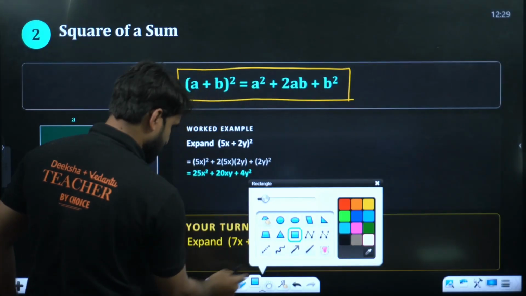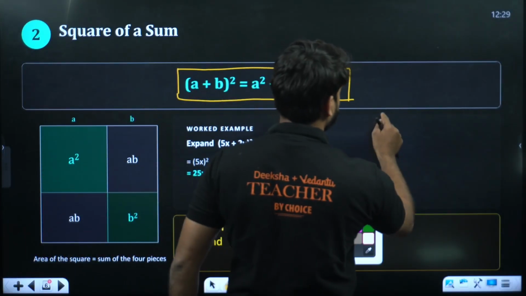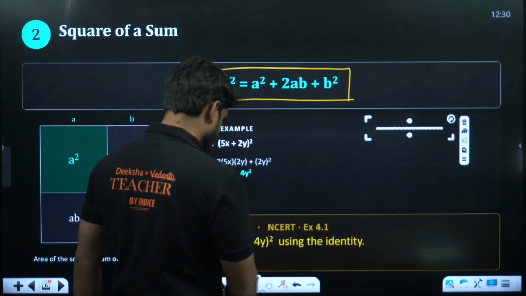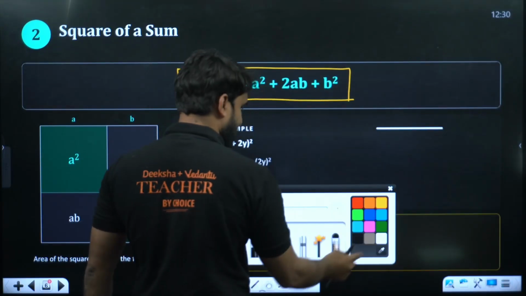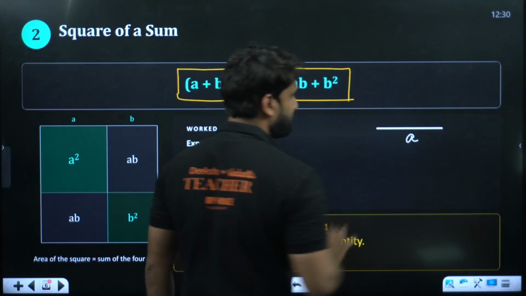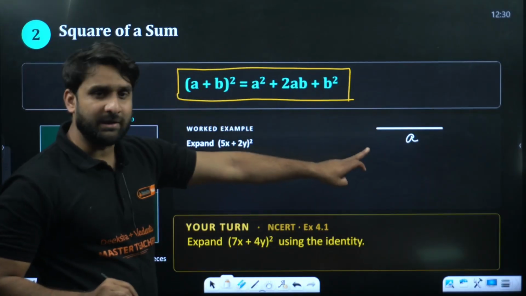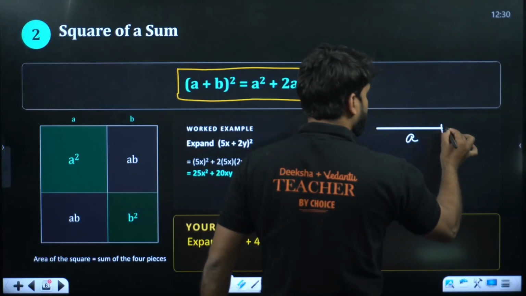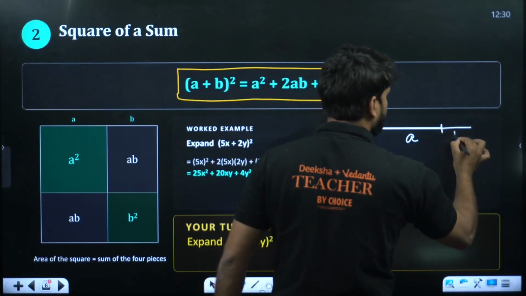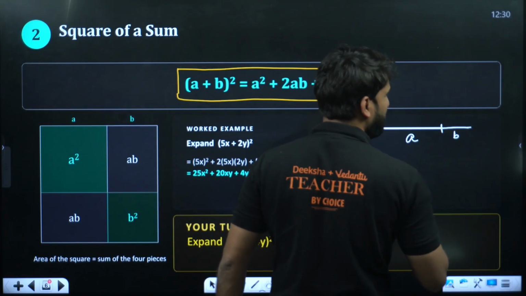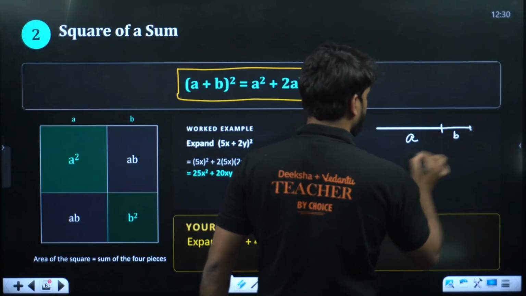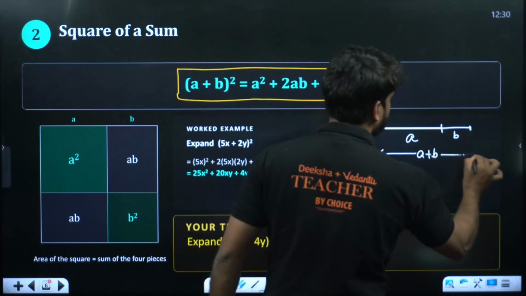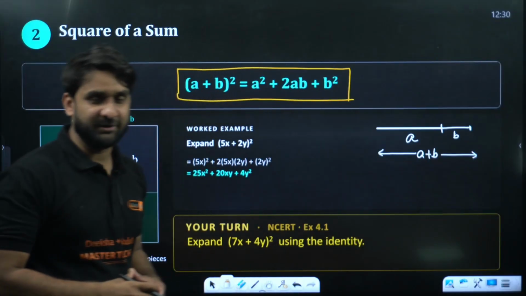So listen, champion. To prove this identity, what do we require? Draw a line here. This is a line of side a. I have drawn a line of side a, right? Now produce this line till b, so this length is basically b. So this complete line has become a + b. I hope no problem is there.